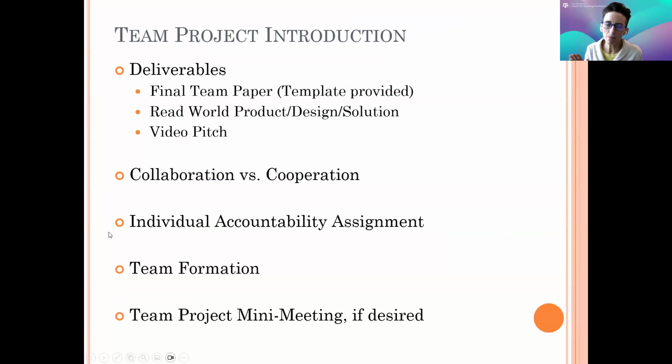So, some introductions to the team project. This is all in the course. There's a module on the team project, but in short, there are 3 deliverables. There's a final team paper, for which a template will be provided. Just like the worldview, use the template. There's a real world product.